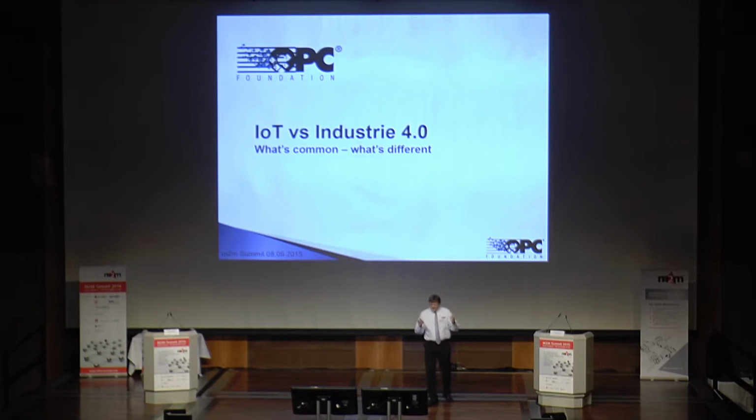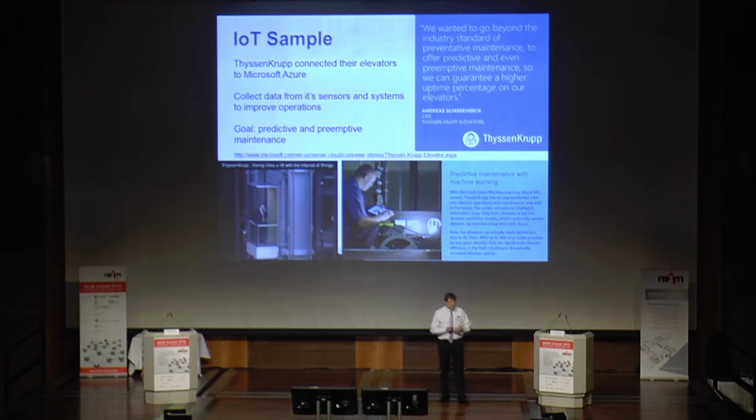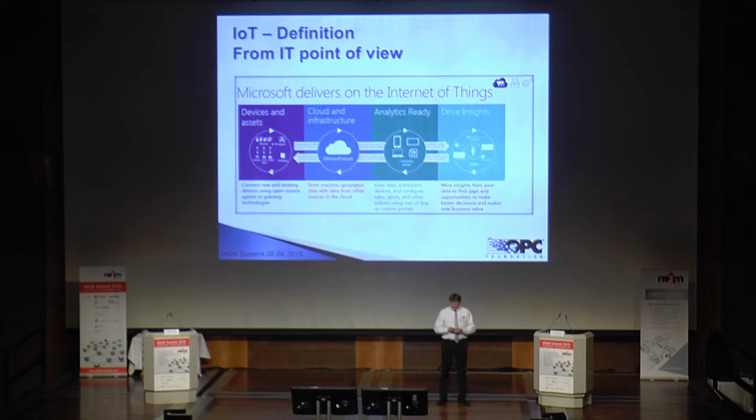I want to compare quickly, not fair, a little bit black-white, what is the difference between IoT and Industry 4.0. There's a sample on how you just make a gateway in front of all elevators and then collect all the data from elevators into Microsoft Azure, and then you have new business models and analyze predictive maintenance, what is the state of an elevator. Great. I understood this story, fantastic. Yes, it's a business. What is the technology behind?